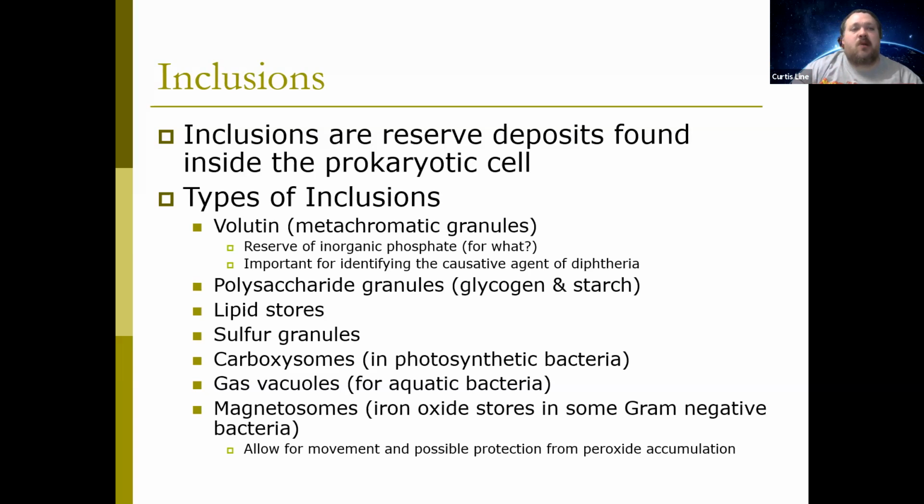The first one is called volutin. Volutin are metachromatic granules, which means they have a color or a sheen to them. They are reserve deposits of inorganic phosphate. So basically, volutins are storage of inorganic phosphate. Does anyone know what inorganic phosphate is used for? What do you think?